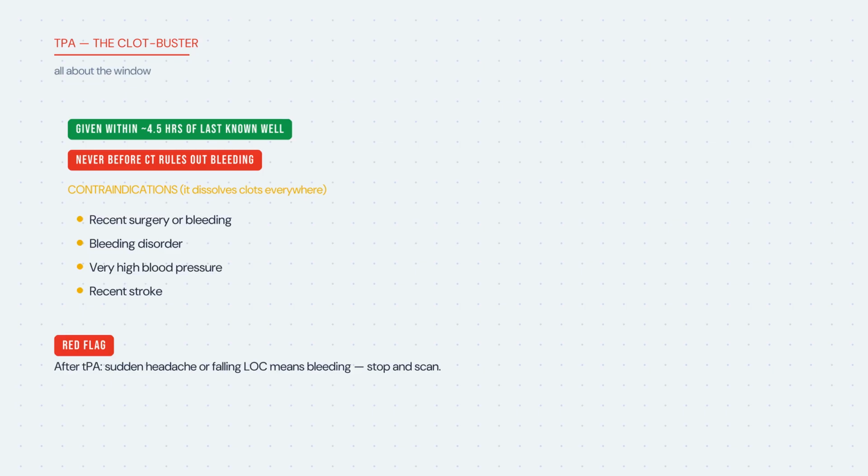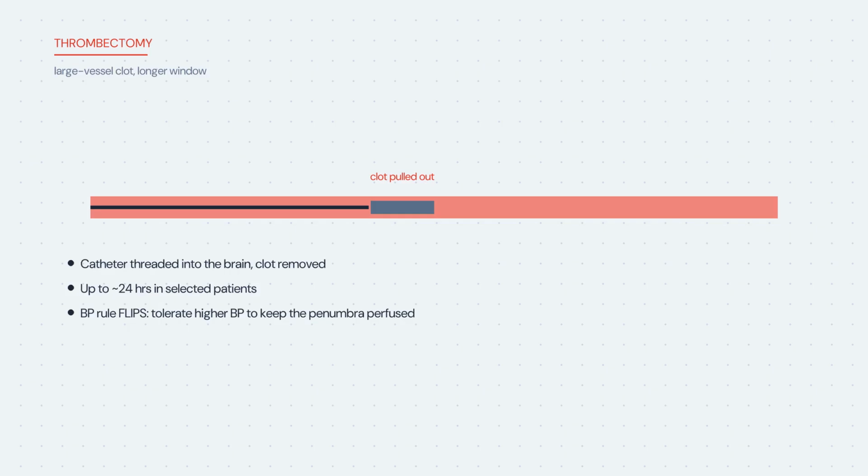If the clot is in a large vessel, there is a second option with a longer window. Thrombectomy, where a catheter is threaded up into the brain and the clot is physically pulled out, sometimes up to 24 hours out in selected patients. And notice the blood pressure rule flips depending on the plan. Before we open the artery, we tolerate a higher pressure to keep the penumbra perfused. It is one more reason you never manage a stroke by reflex.